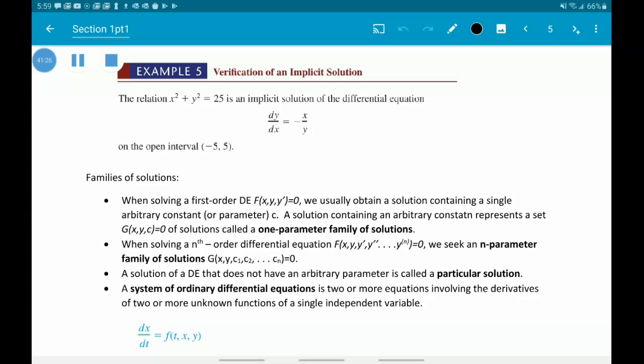Example 5 is dealing with a circle. We have the relation x squared plus y squared is equal to 25. That is an implicit solution for this differential equation on the interval from -5 to 5, because this is a circle centered at (0, 0) and it has a radius of 5. So that solution set, if this is -5 and this is 5, would look like this.